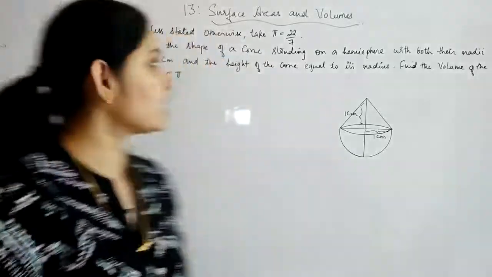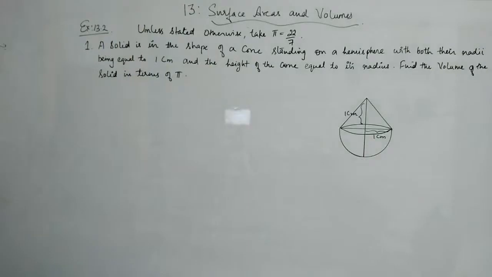Okay, so let's start with the first question, which is: a solid is in the shape of a cone standing on a hemisphere with both their radii being equal to 1 centimeter and the height of the cone equal to its radius. Find the volume of the solid in terms of pi.